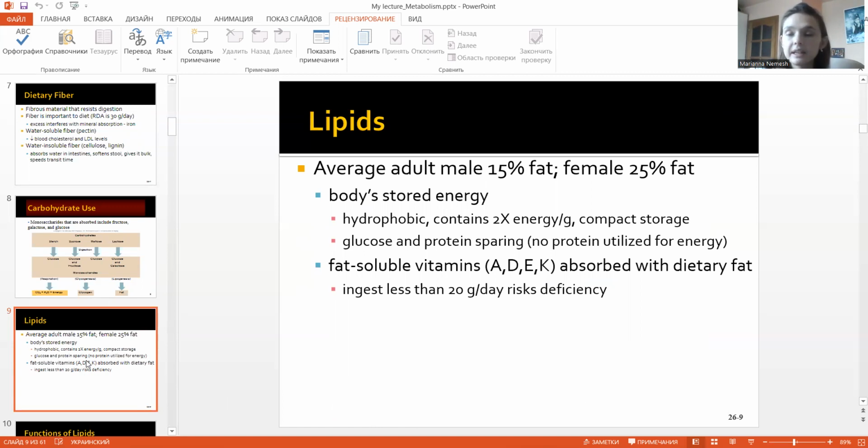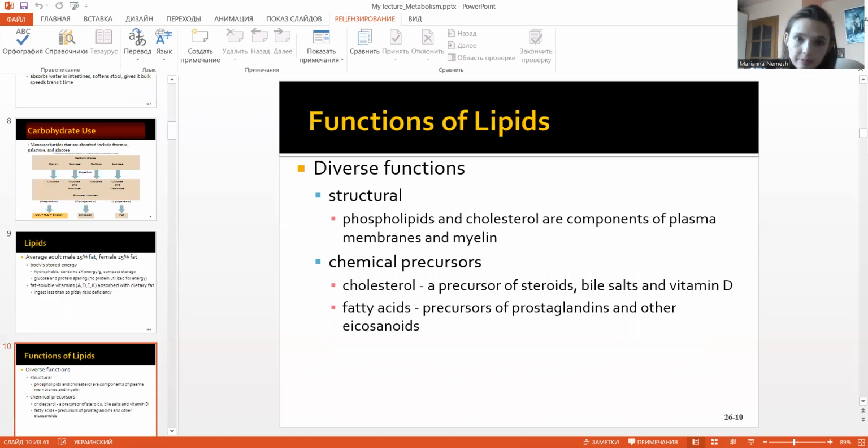Mainly, lipids are responsible for storing. They will be stored in our body in adipose tissue, and they serve as the body's store of energy. Also, when we talk about lipids, we should mention the fat-soluble vitamins like A, D, E, and K, which are absorbed with the dietary fat. And less than 10 grams per day of lipids could lead to the risk of deficiency of these vitamins.